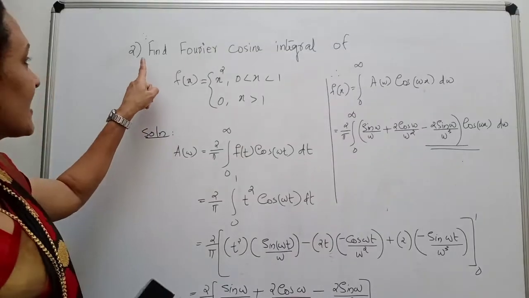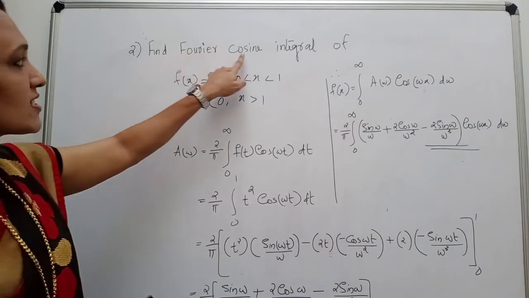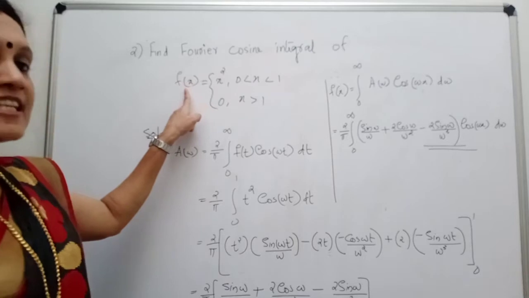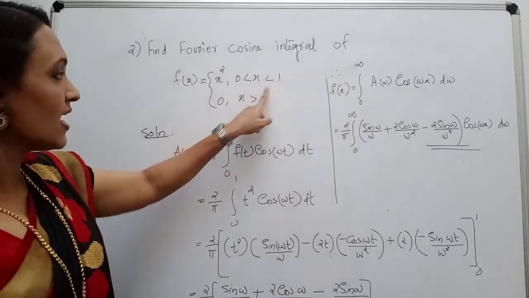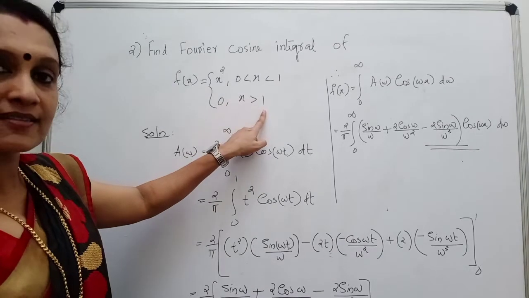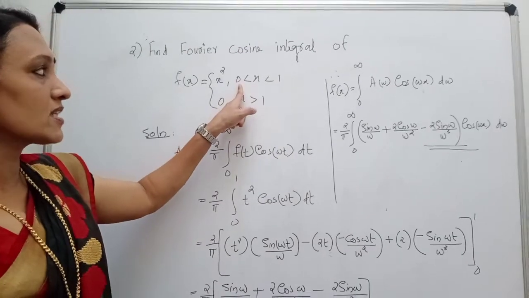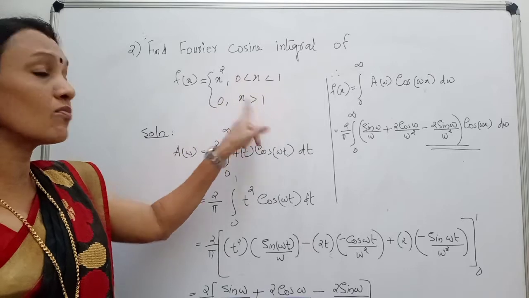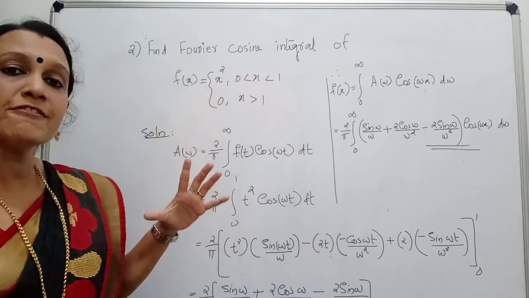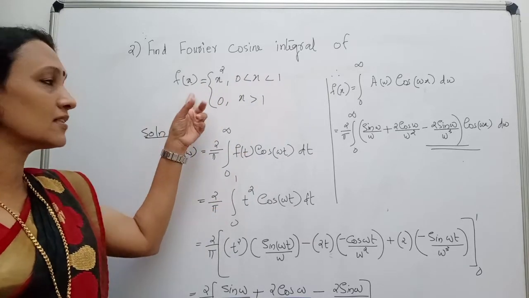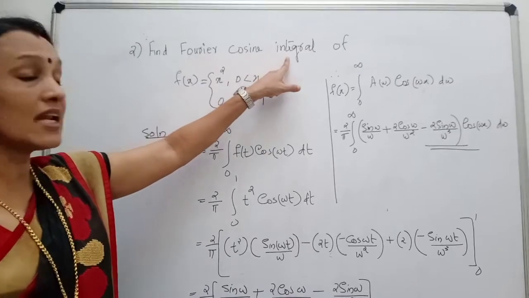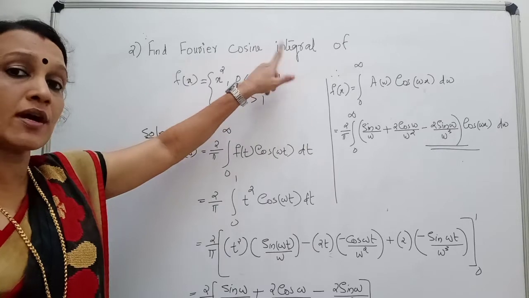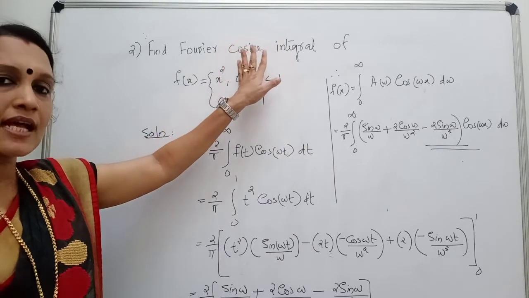Now look at the second example. Find Fourier cosine integral of f of x is equal to x square for 0 less than x less than 1 and 0 for x greater than 1. So look at the interval. This is given from 0 to 1, then 1 to infinity. That means in a half interval you have defined this function. Therefore, the Fourier cosine integral and sine integral also exist, but you are asked to find just the Fourier cosine integral representation.